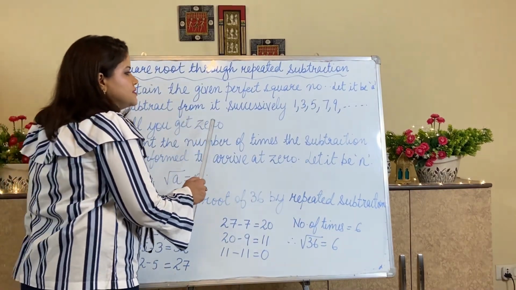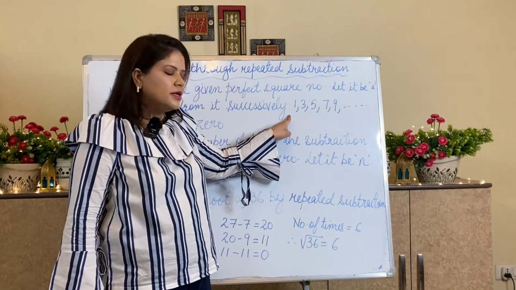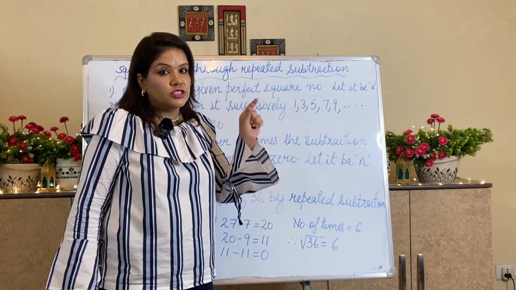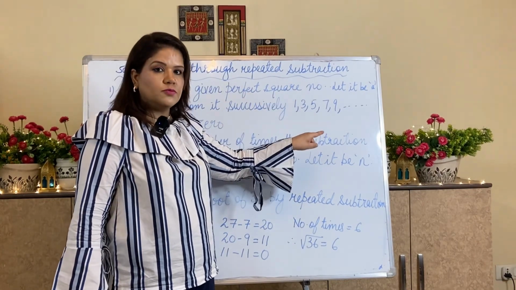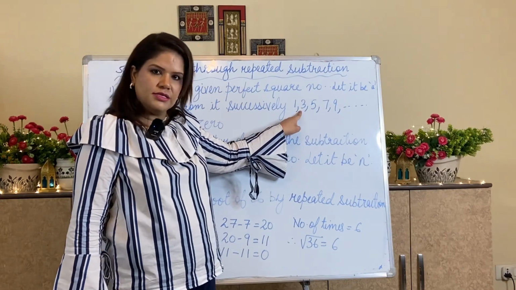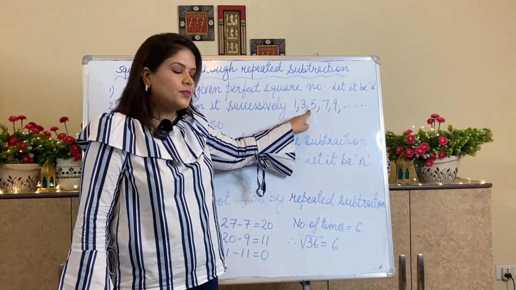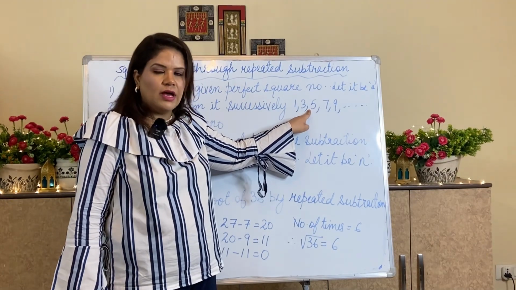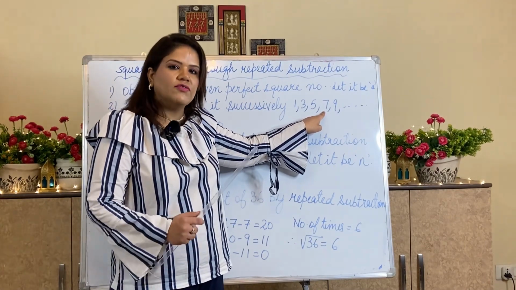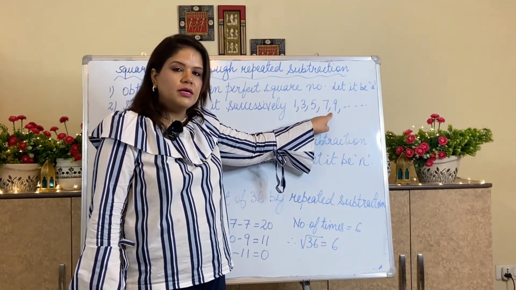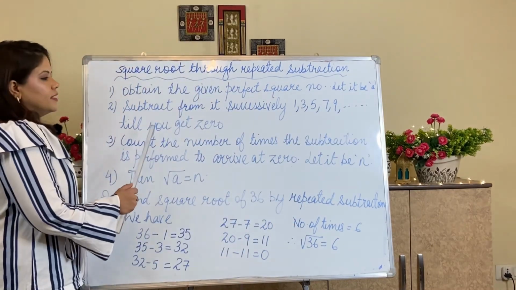Subtract from it successively. First time I will subtract 1. Second time after subtraction whatever answer I am getting, then I will subtract 3. After the second step, whatever answer I am getting, I will subtract 5 from it. Then after subtracting 5 whatever I am getting, I will subtract 7 from it. Then after subtracting 7 whatever I am getting, I will subtract 9 from it, and this way it will go on till you get 0.